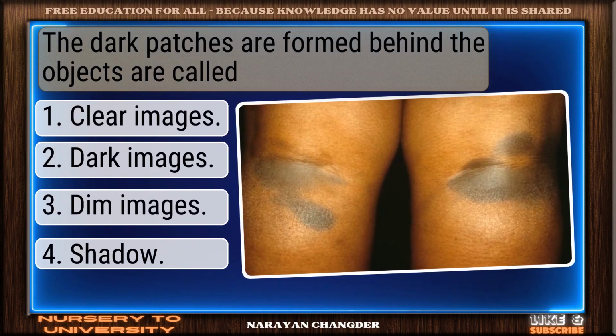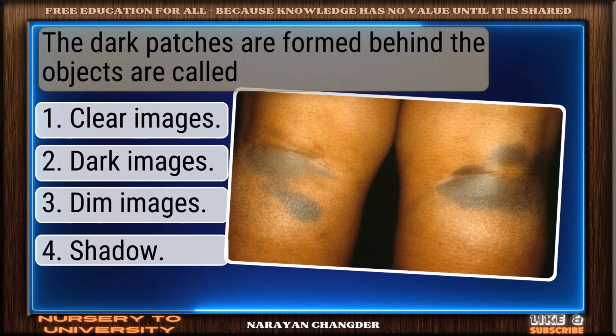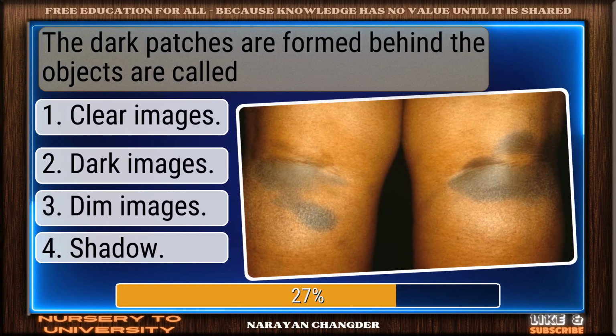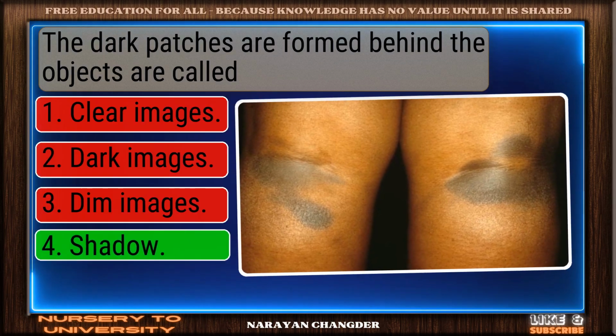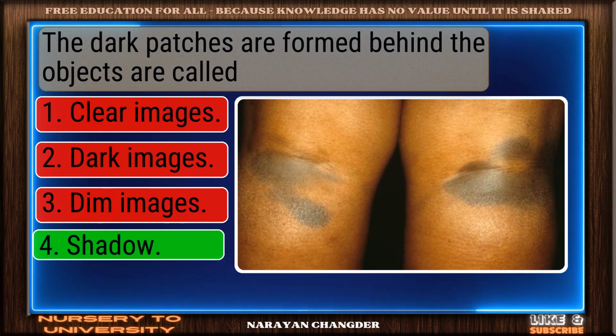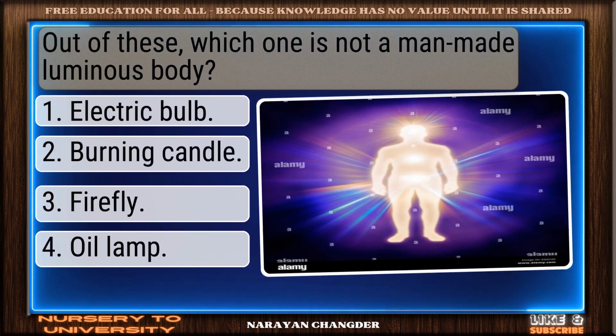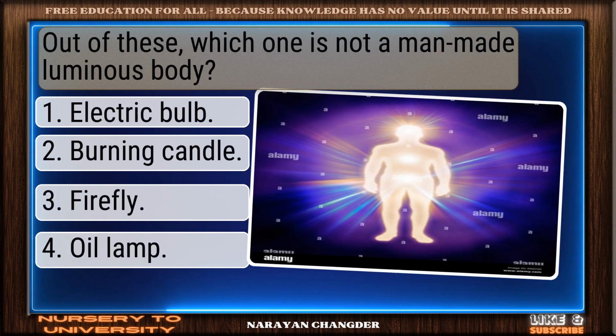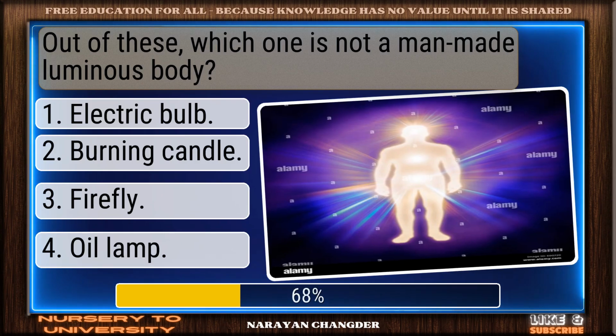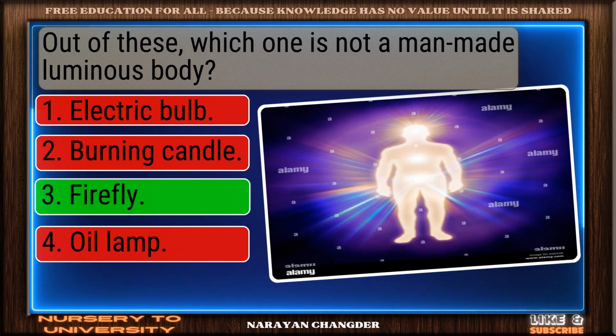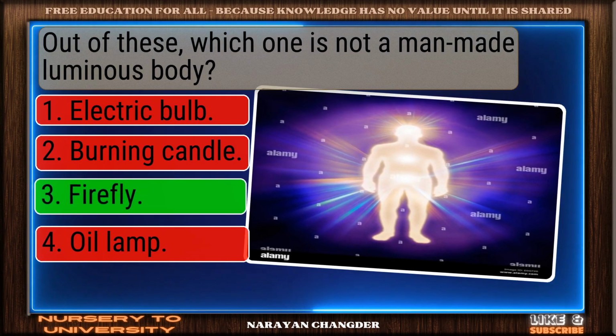The dark patches are formed behind the objects are called. Nice work. You chose shadow, and it is correct. Out of these, which one is not a man-made luminous body? Good job. Your answer, Firefly, works well here.